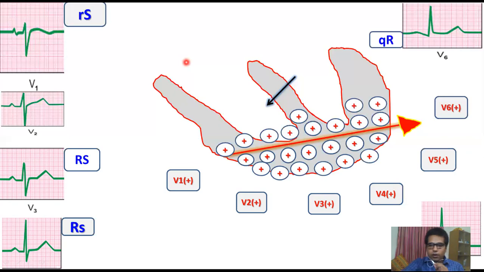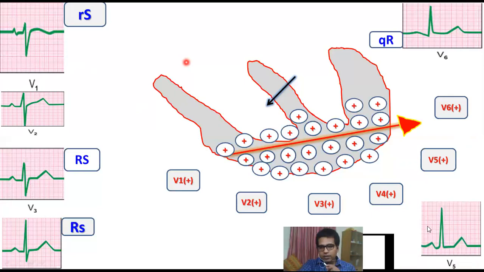If you see clearly, you can observe that as the depolarizing vector is moving from right to left, the voltage of the R wave from V1 to V6 increases, but the depth of the S wave decreases. In V1 and V2, the size of the R wave is smaller than the S wave. But in V5 and V6, the height of the R wave is larger than the S wave.